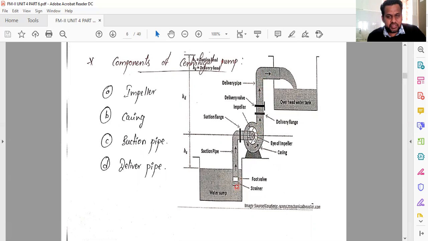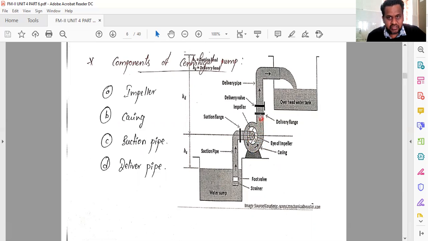That means from this tank the water will be taken through suction, so it is called a suction pipe. It is going to reach the casing here, and the impeller will keep on rotating like this. Because of the impeller rotating, the water that comes in contact with the impeller also starts rotating. As it starts rotating, its kinetic energy will be converted to pressure energy.